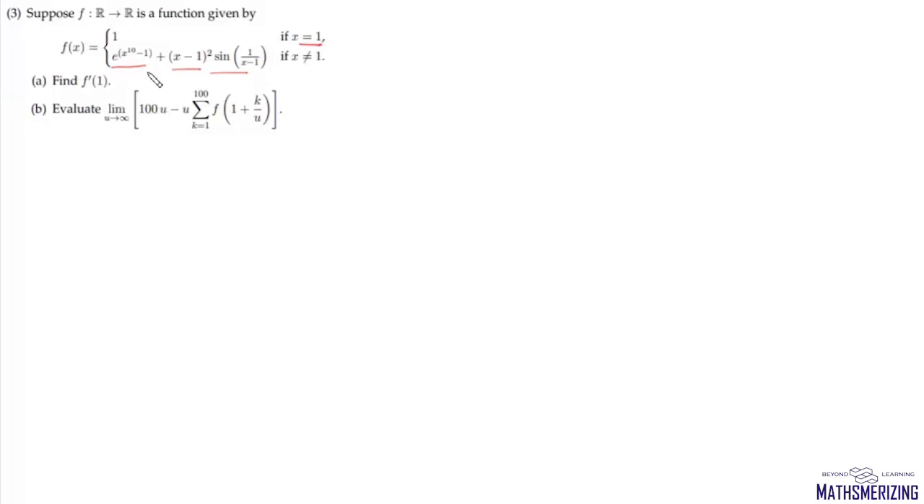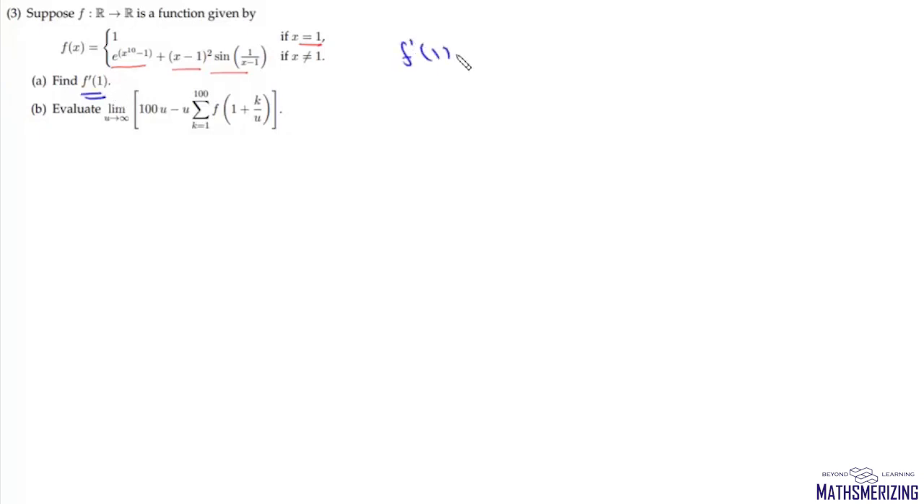Now first we'll check its continuity at x equal to 1. So value at 1 is 1. If we put left hand limit or right hand limit, it will be e to the power 0, which is 1, and then it is 0 into sine infinite, which again is 0. So this function is continuous at x equal to 1. Now we'll find its derivative at 1.